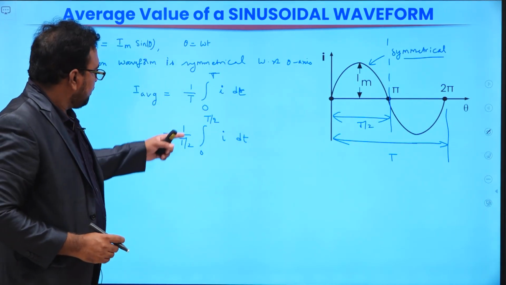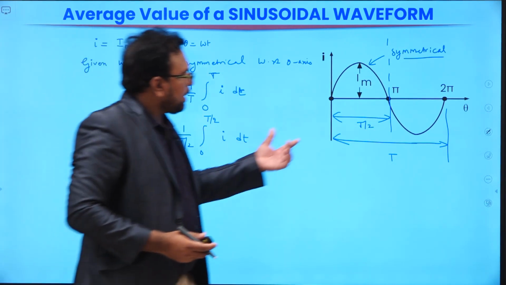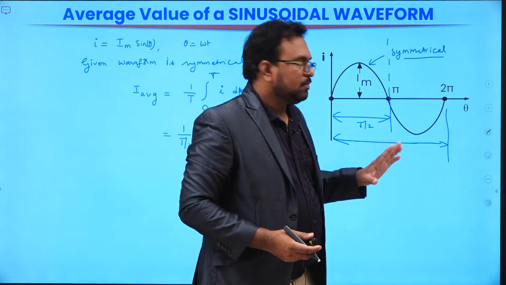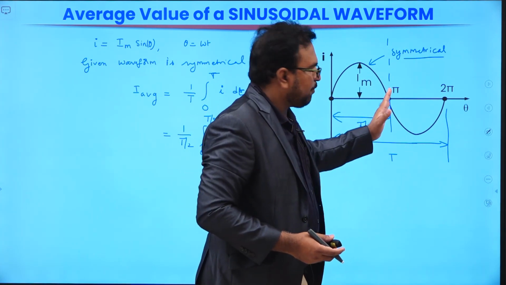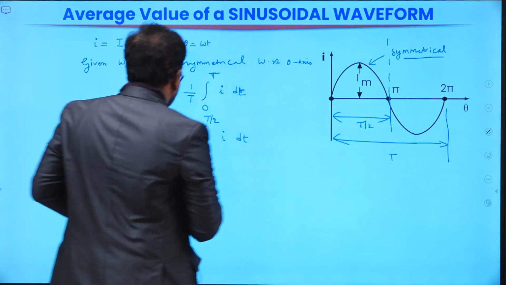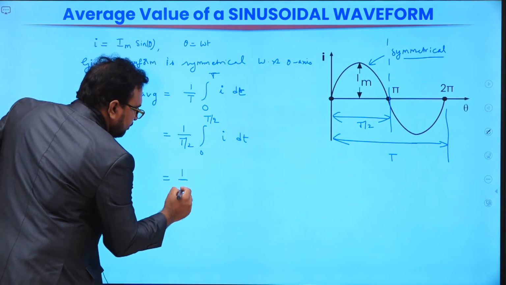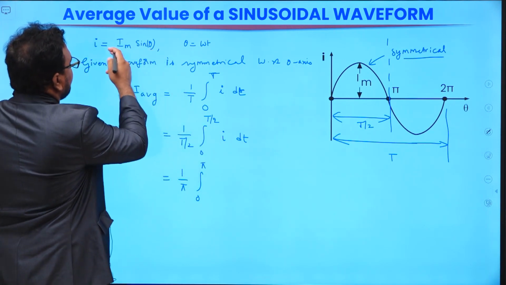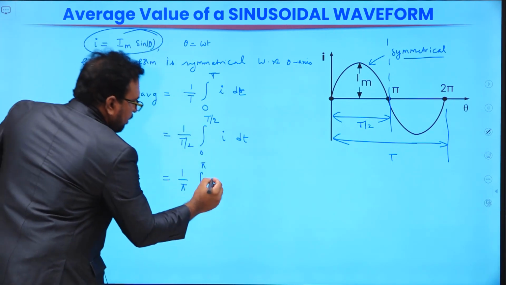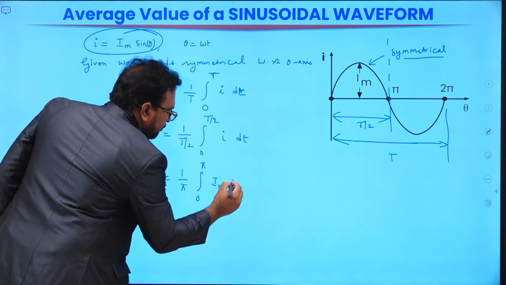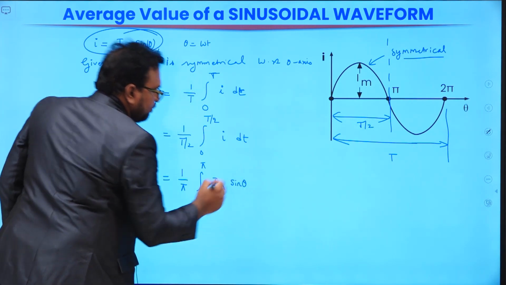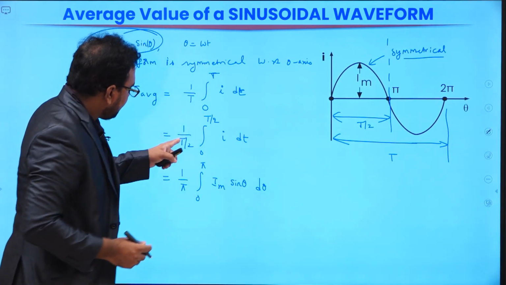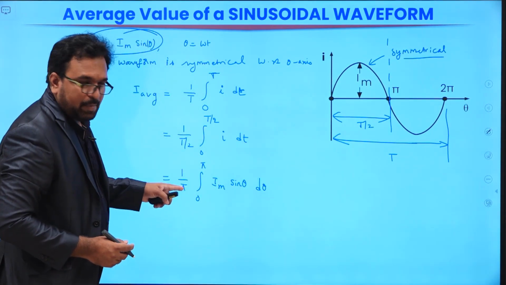Okay. So now here instead of time, what is the variable considered here? Theta. So what is the span here for half period? Pi radians. So we can write this one as 1 by pi integral 0 to pi. What is I here? I is nothing but Im sin theta, d theta. Because the variable here, the t variable is replaced by angle pi in terms of radians.